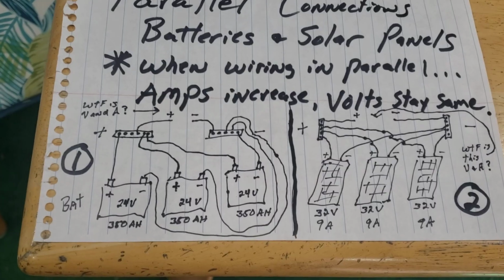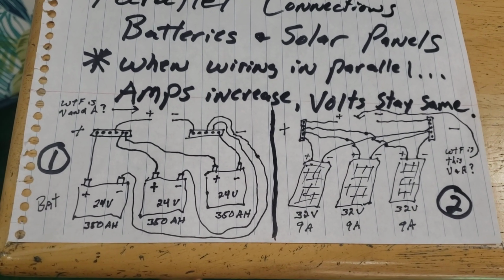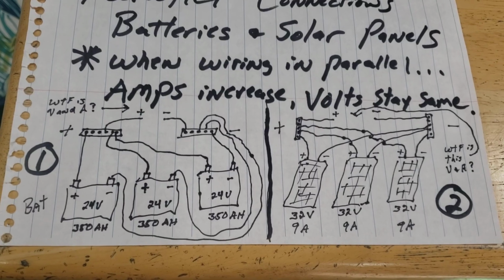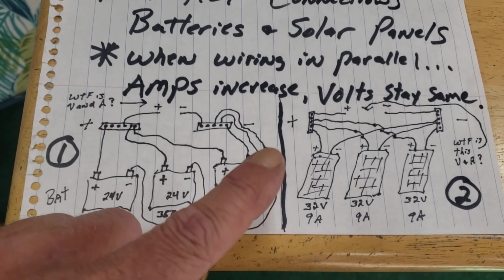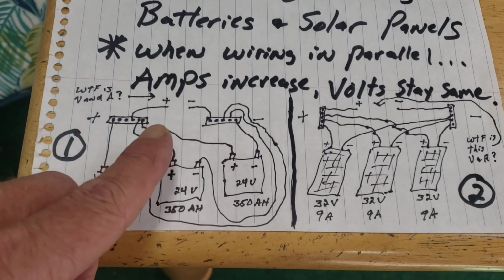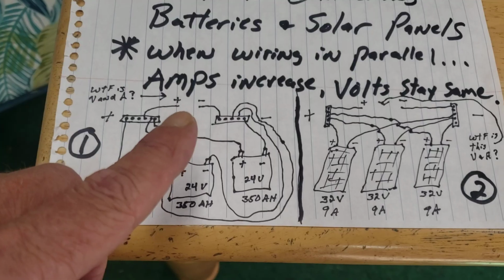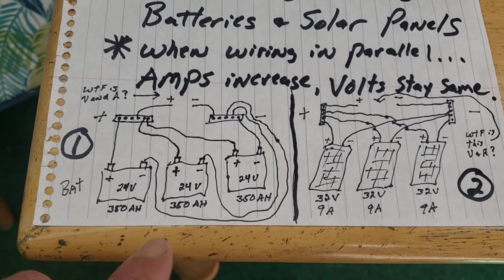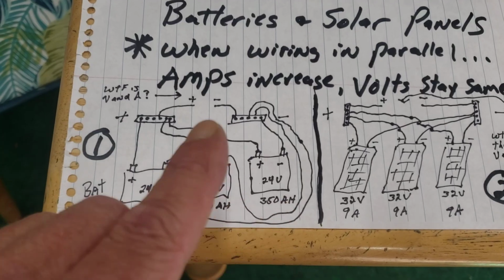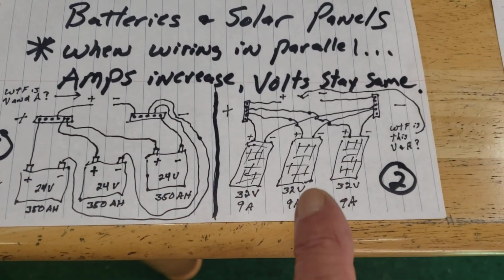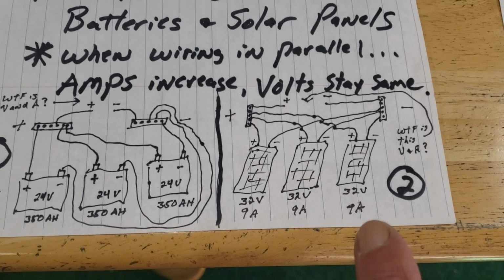Now, again, this is why you hear a lot of the people promoting the high voltage, because there is a lot of wiring going on here. But baseline is all the pluses go to this bar, all the negatives go to this bar. Question 1, what is the volts and the amps at this connection point? 3 batteries, 24 volt, 350 amp hours. Question 1. Here's our solar, 32 volt panels, 3 of them, 9 amps apiece.